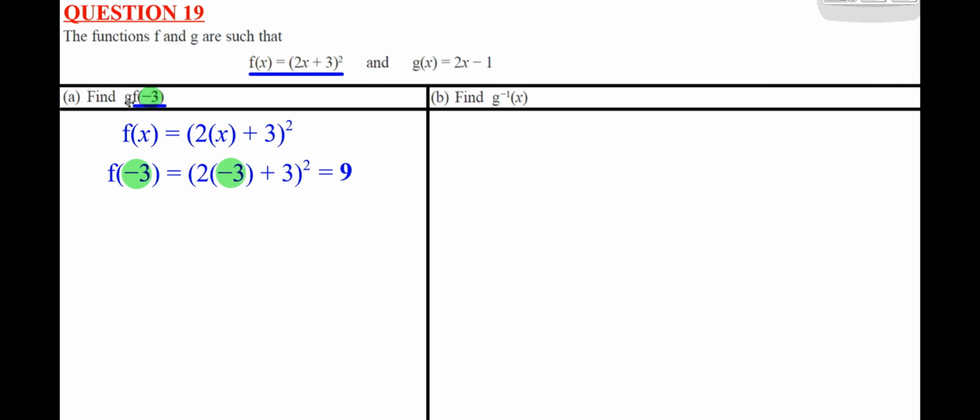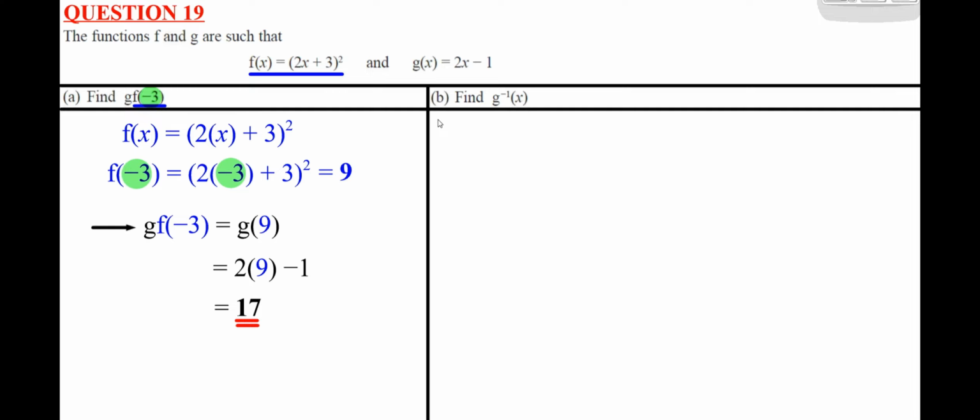We're now going to do g of f of minus 3, which is g of 9, because f of minus 3 we can simplify to just being 9, because we worked out that's what it is. So what does g do? Well, g takes the value x, doubles it, then takes 1. So in other words, g of 9 is 2 lots of 9, minus 1. That's 18. 18 take 1 is 17. And that's our final answer to part A.